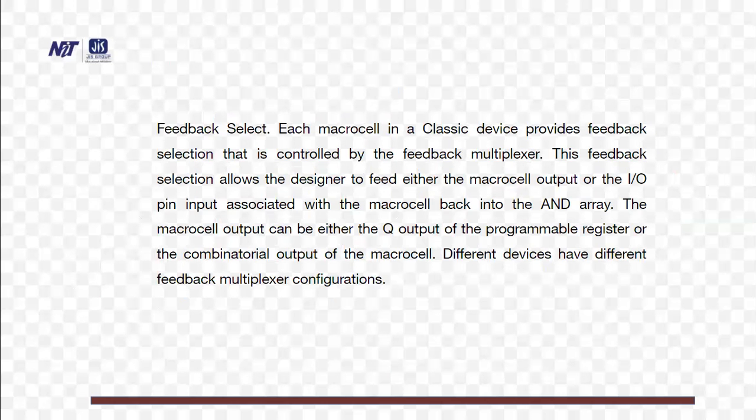Feedback select. Each macro cell in a classic device provides feedback selection that is controlled by the feedback multiplexer. This feedback selection allows the designer to feed either the macro cell output or the IO pin input associated with the macro cell back to the input AND array. The macro cell output can be either the Q output of the programmable register or the combinatorial output of the macro cell. Different devices have different feedback multiplexer configurations.